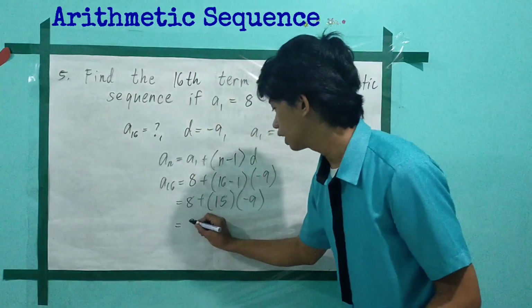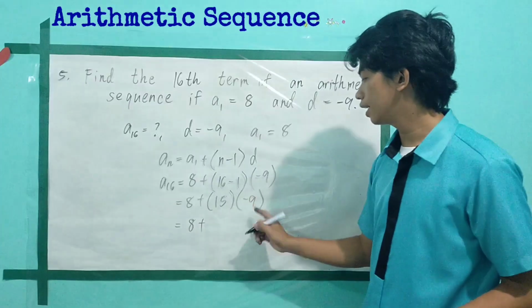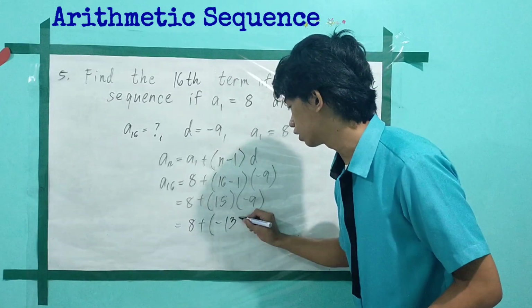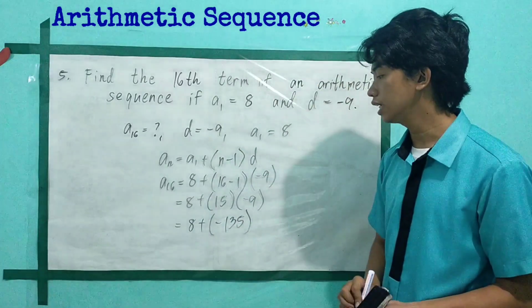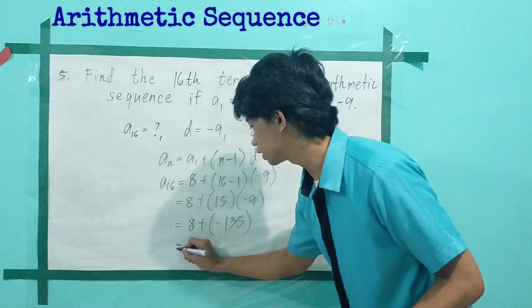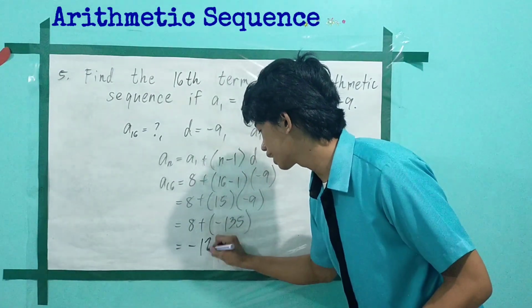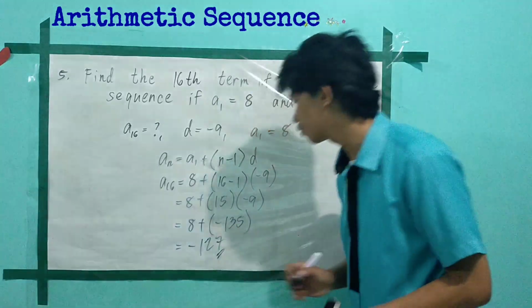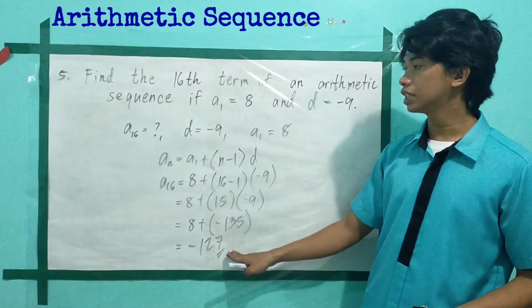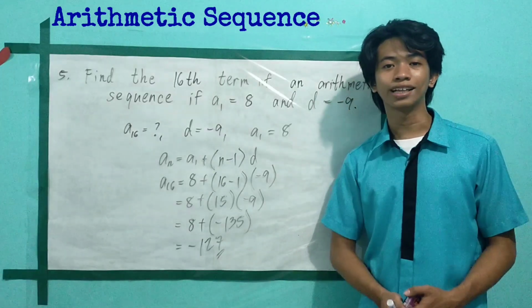Next, 8 plus 15 less negative 9, we have negative 135. Okay? 8 plus negative 135 is equivalent to negative 127. So, ito na yung magiging sagot natin. Ang ating 16th term sa ating arithmetic sequence is negative 127.